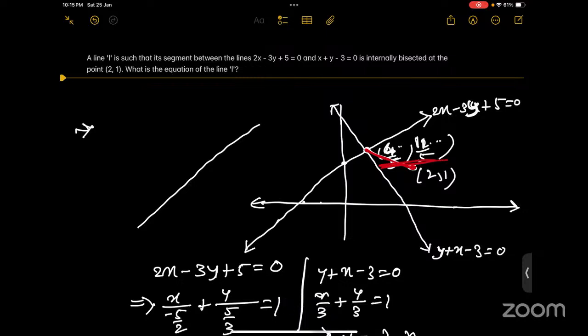Repeat again. Ma'am, how can we say that the line is passing through the intersection of these 2 lines? Because of the word "between the lines", this and this, right? Between the lines means what do you understand? Between the lines means, ma'am, the person was saying the triangle. It should be between that, no? It should be internally bisected.